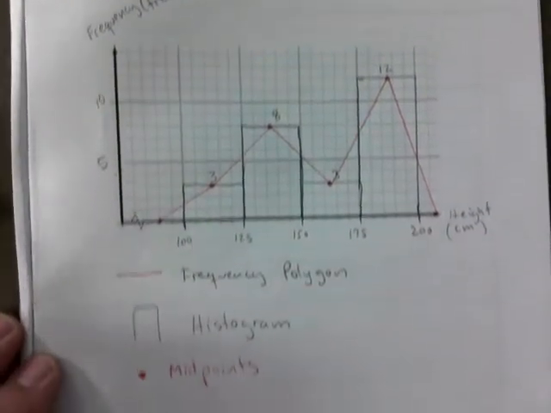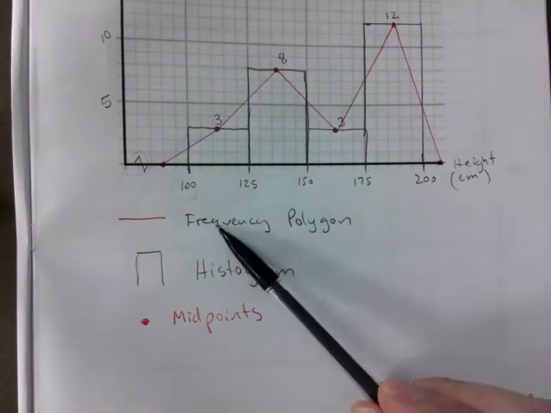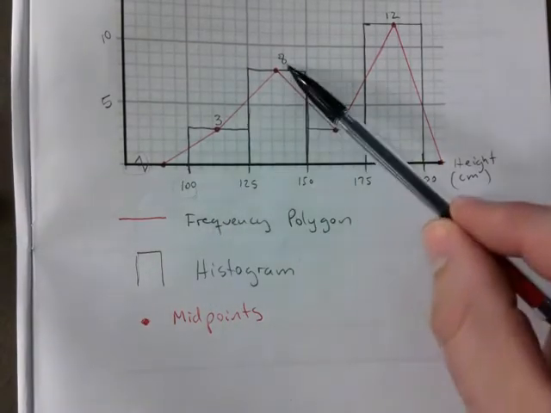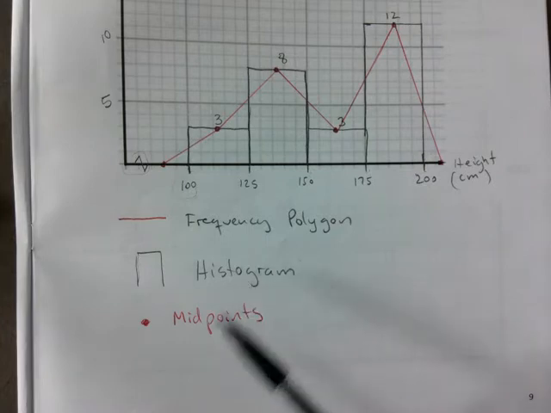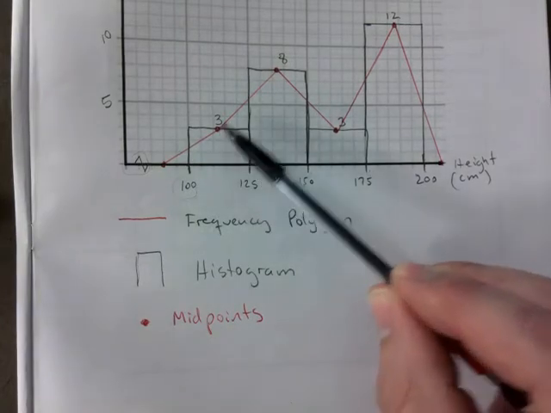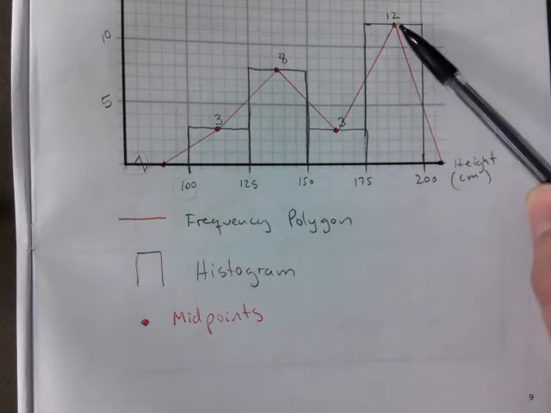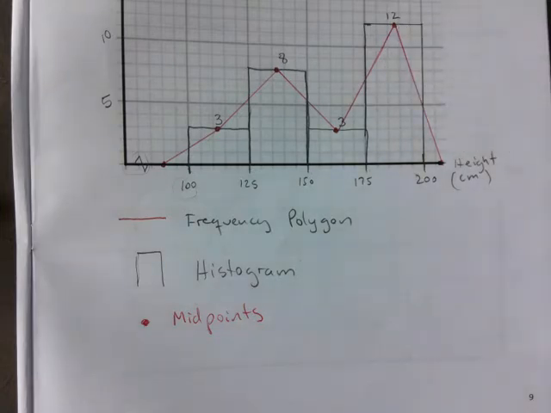Okay? Can I just ask you to add something on page 9? I told you the frequency polygon is the red line, right? Histogram would be just the bars. But the dots here represent the midpoints. Those are actually the midpoints that we are connecting. So I want you to add that there.